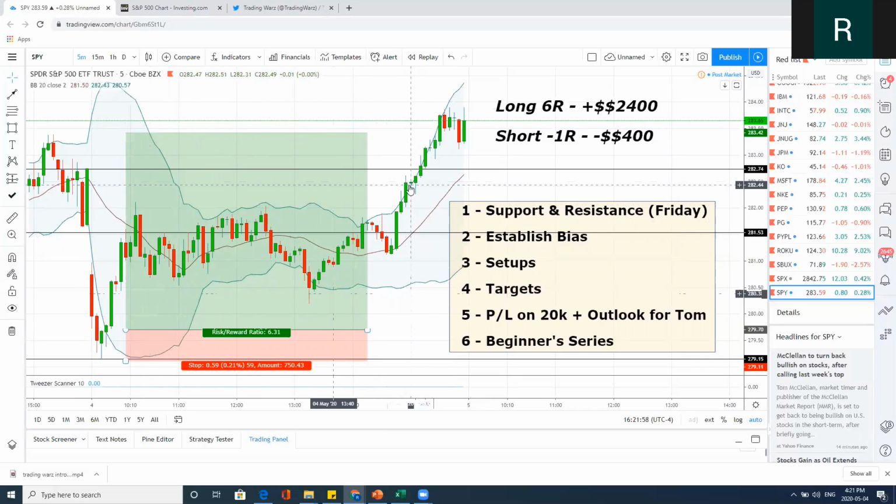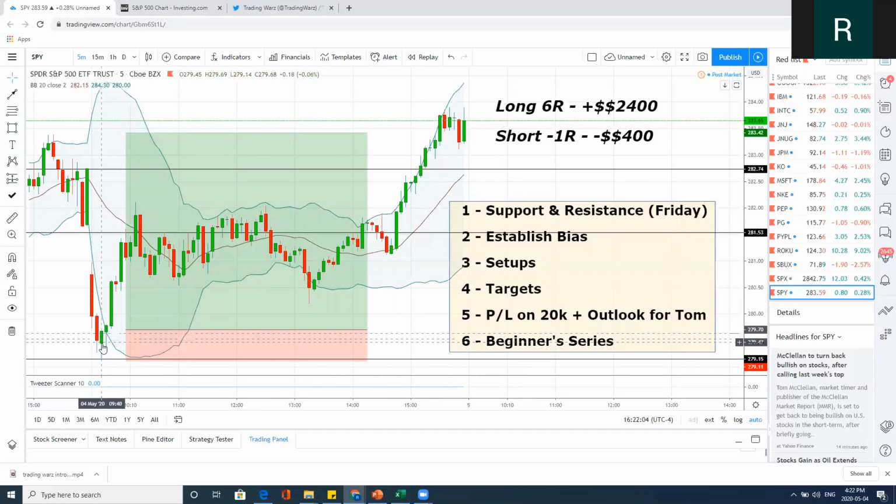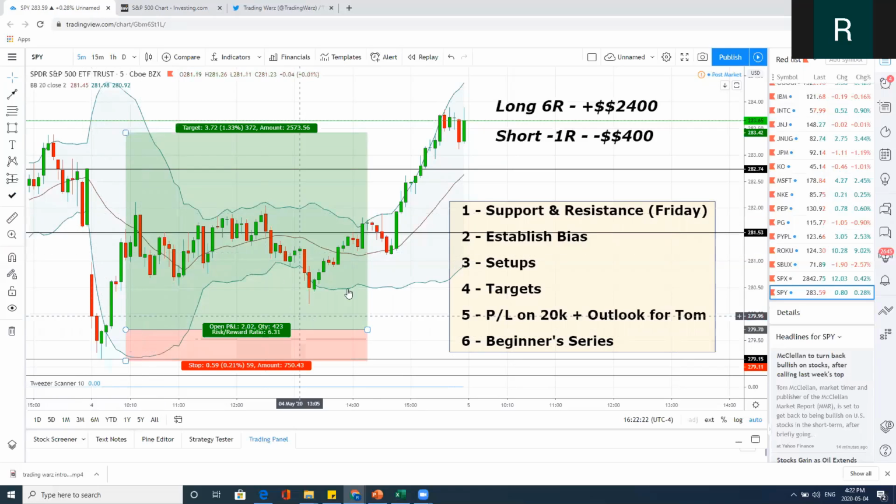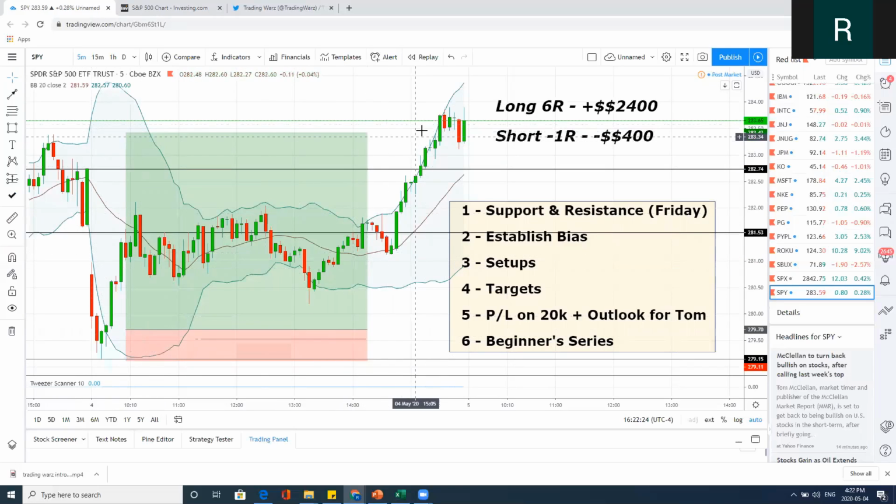Okay, guys? So what are the actual setups? The long setup is a hammer candle right at the low of the day. I wanted to point this out, guys, because I talked about this in my beginner series yesterday about the importance of hammer candles and these wicks. The long setup was right off of the open. We had this long wick showing that some shorts were trapped who were trying to short. You would have had an entry above the high, stop below the low, guys. And if you held on to this to the end of the day, you would have easily made 6R.